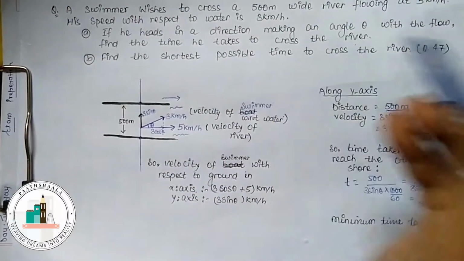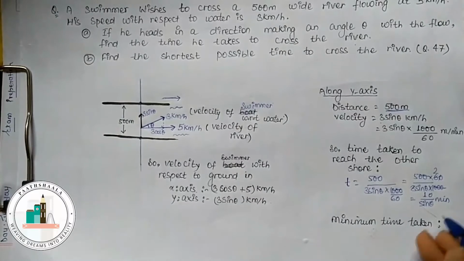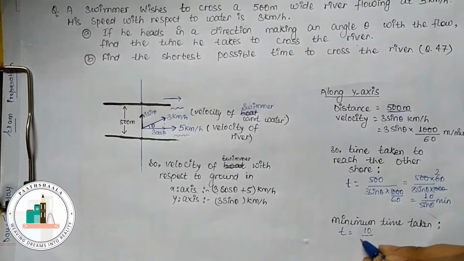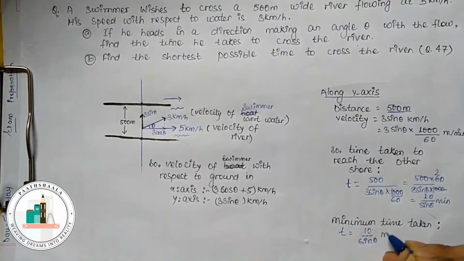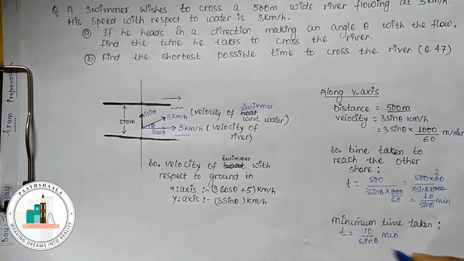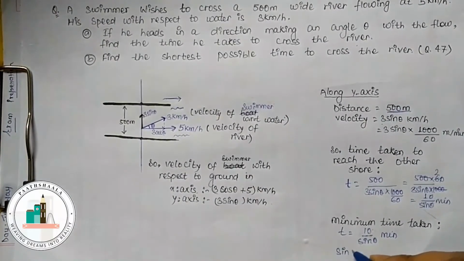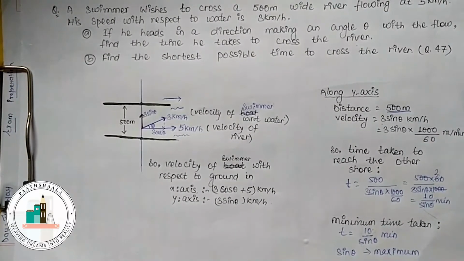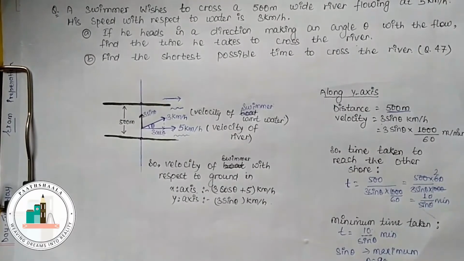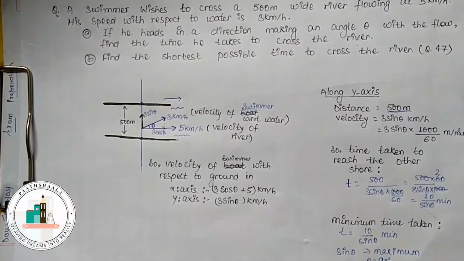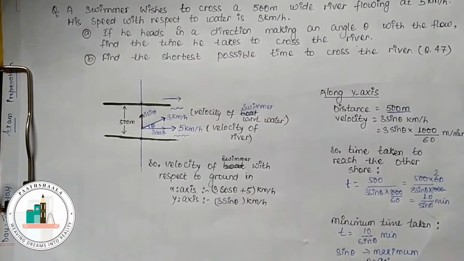So for finding the shortest possible time, that is, for the time to be minimum, first we have derived that time will be 10 by sin theta minute. Now if we want the time to be minimum, the sin theta part should be maximum, and if it is maximum, theta will be 90 degrees. So the minimum time will be 10 by sin 90, that is 10 minutes.